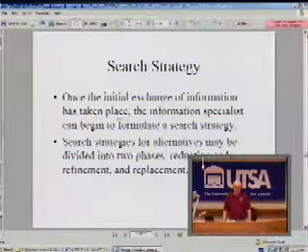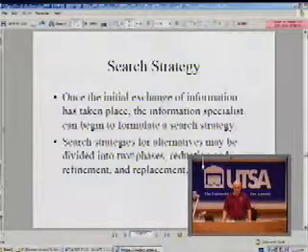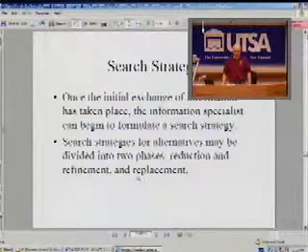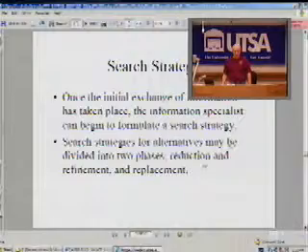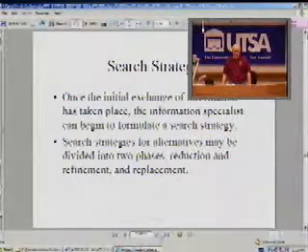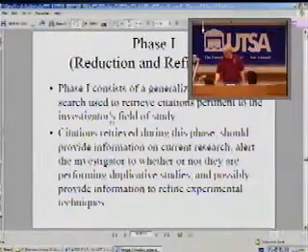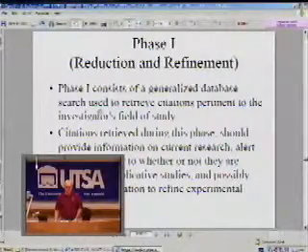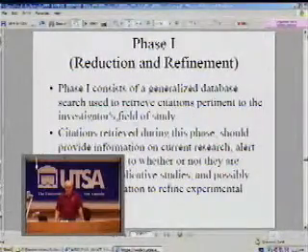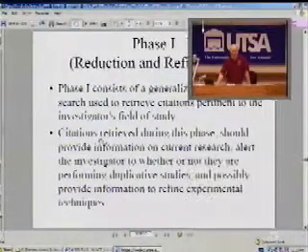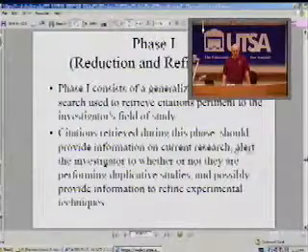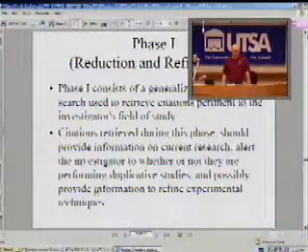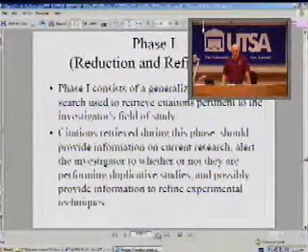Once you get the initial exchange of information, the specialist can begin formulating a search strategy. The search strategies for alternatives may be divided into two phases: reduction and refinement, and replacement. So the reduction and refinement, as I said, are put together, and replacement is obviously unique. Phase 1, the reduction and refinement, consists of a generalized database search used to retrieve citations pertinent to that field of study. The citations retrieved during this phase should provide information on current research, alert the investigator to whether or not they're performing duplicative studies, and possibly provide information on refined experimental techniques.